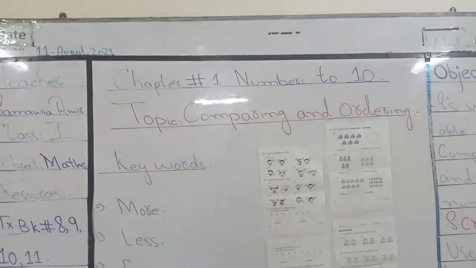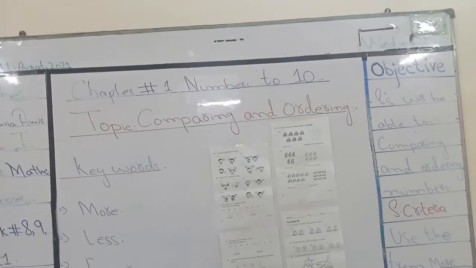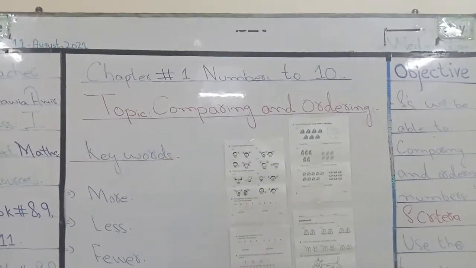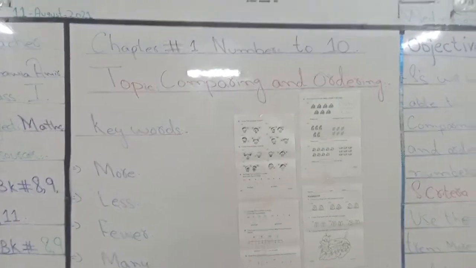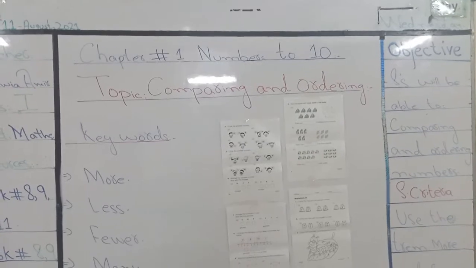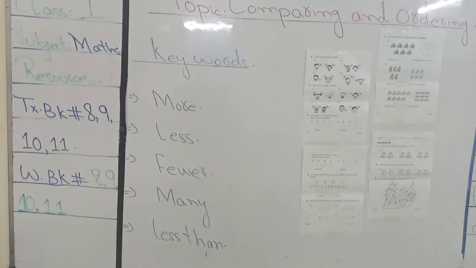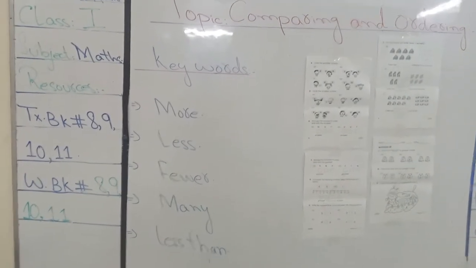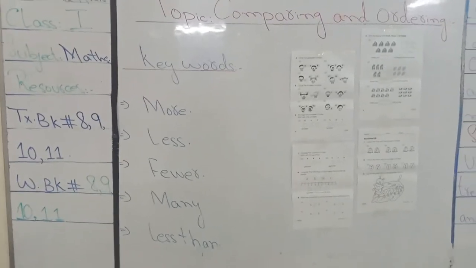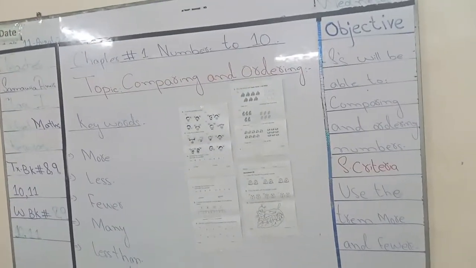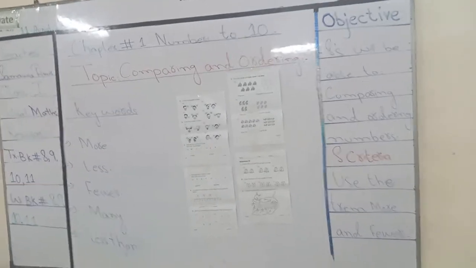Today's date is 11 August 2021 and the day is Wednesday. Chapter number 10. Today our topic is comparing and ordering numbers. Our resources are textbook pages 8, 9, 10 and 11, and workbook pages 8, 9, 10 and 11, plus real objects. Before I start our lesson, I share the lesson objective with you. After the explanation, you will be able to compare and order numbers.